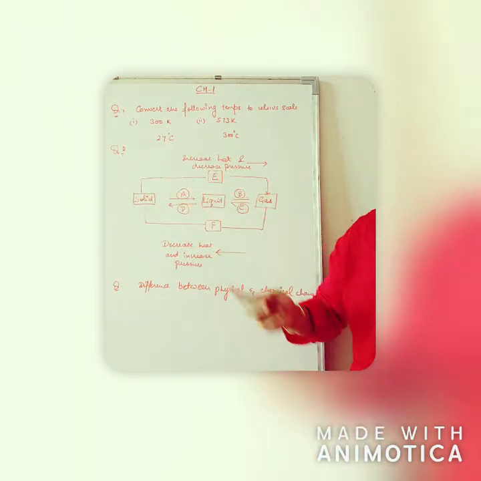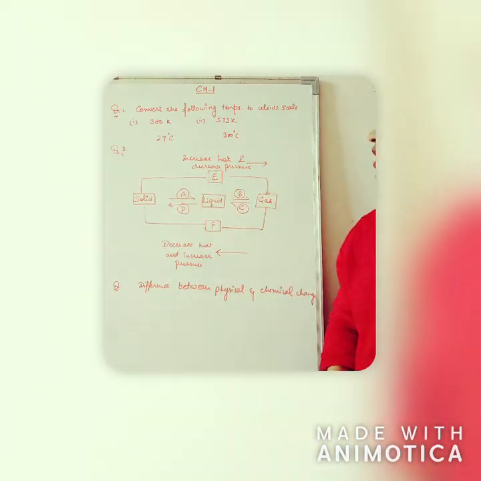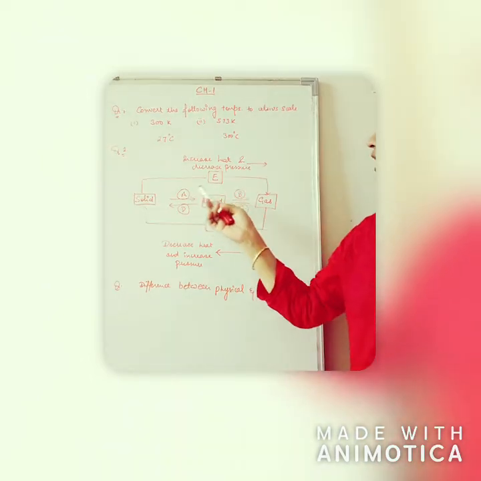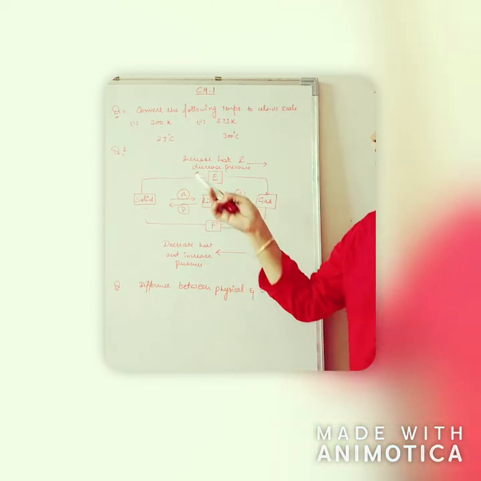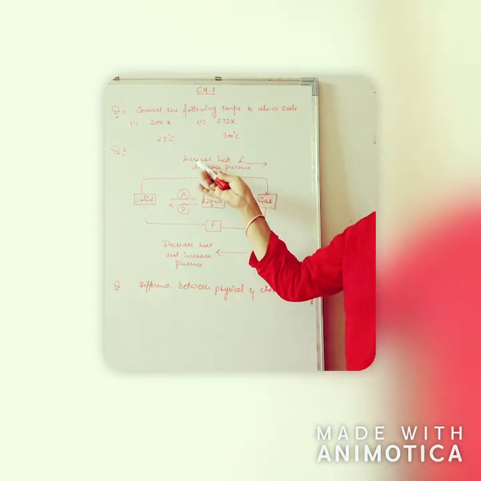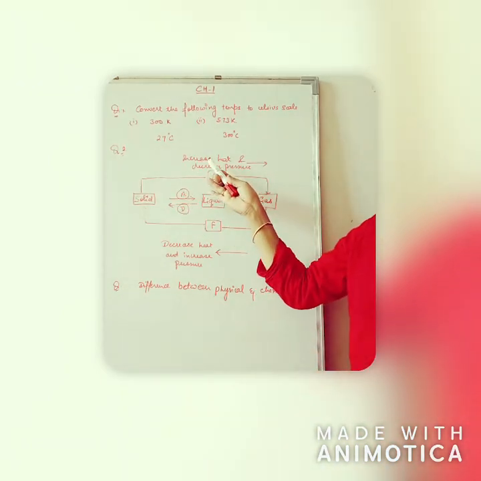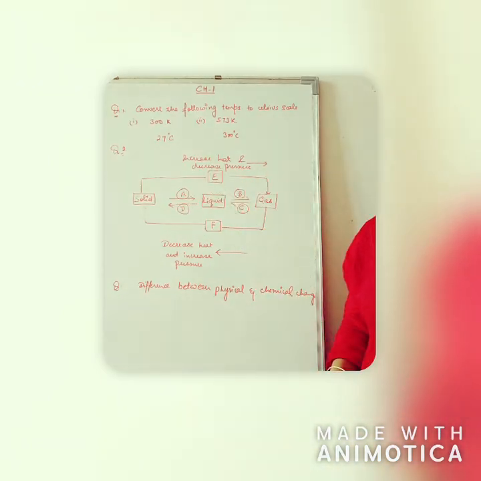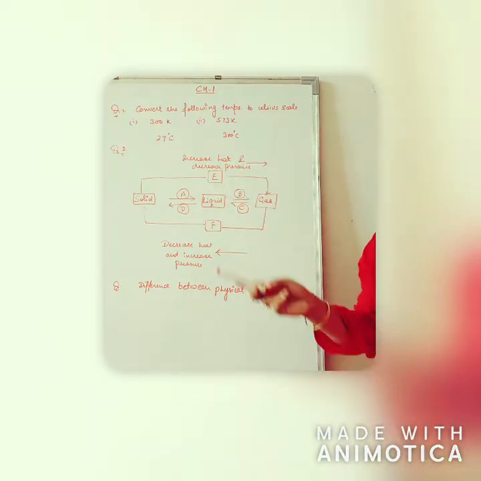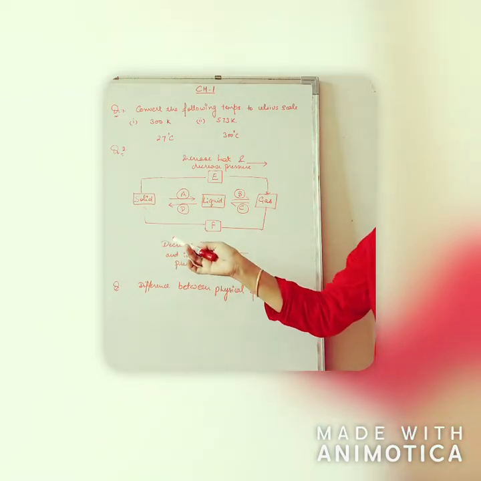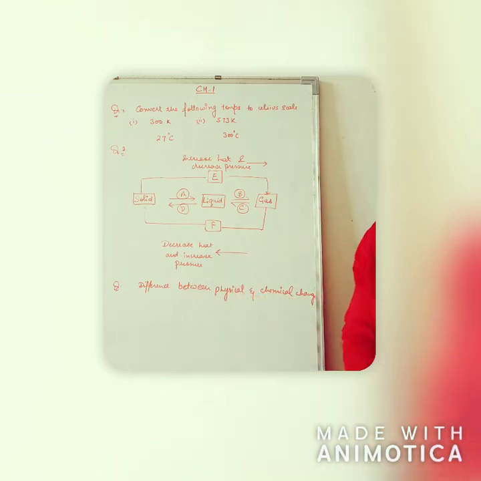Now see the next question, number 2. Here they have given you one diagram and you need to mention A to E, what the processes are. In one direction they have mentioned increasing the heat and decreasing the pressure. So this process is happening where we are increasing the heat, that means we are raising the temperature and decreasing the pressure. While moving to the other side, they have mentioned decreasing the heat and increasing the pressure.